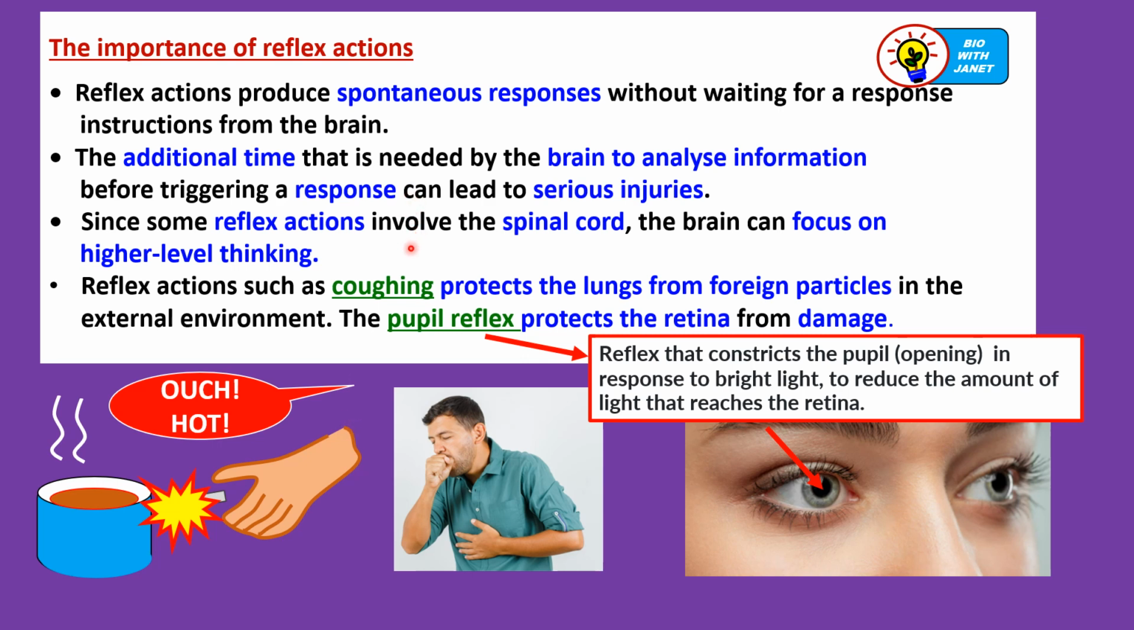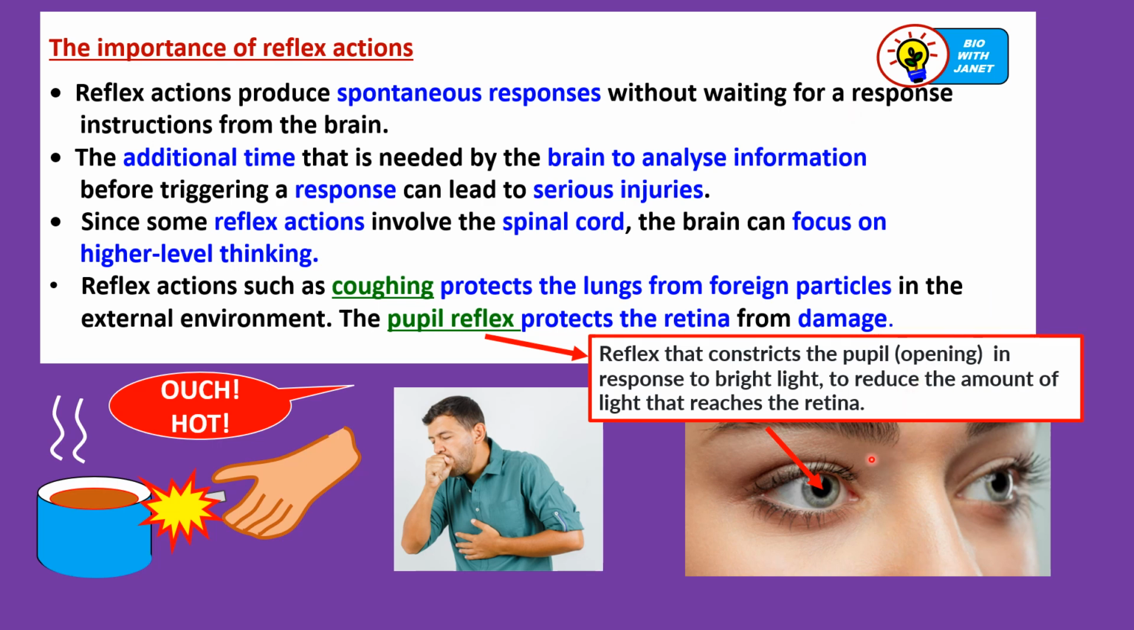Since some reflex actions involve the spinal cord, the brain can focus on higher level thinking. Reflex actions such as coughing protect the lungs from foreign particles in the external environment. So this is to protect the body from damage or injury. You can give examples like coughing, that protects the lungs. When we cough, we cough out some of the foreign particles that may have been breathed in from the external environment.